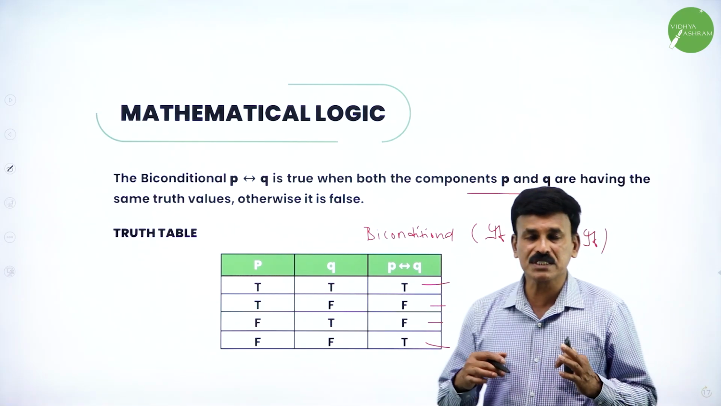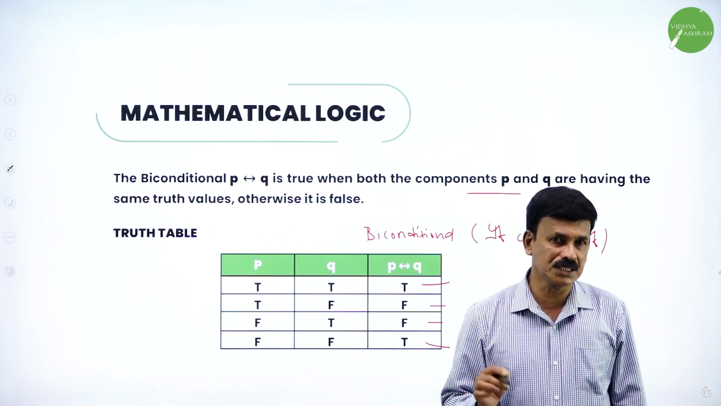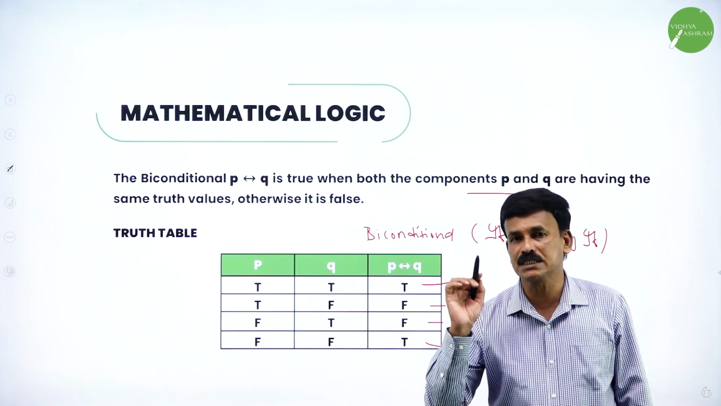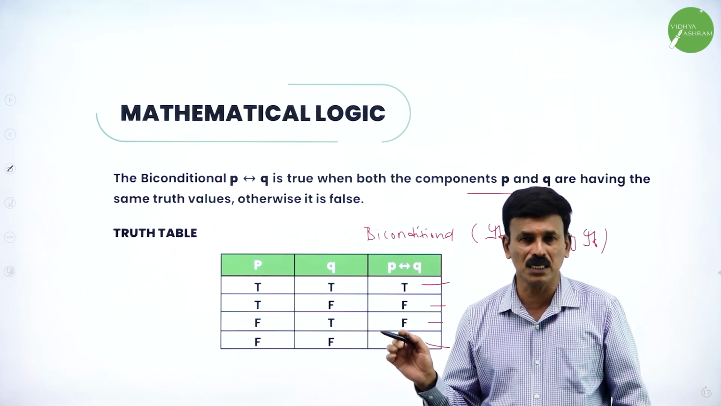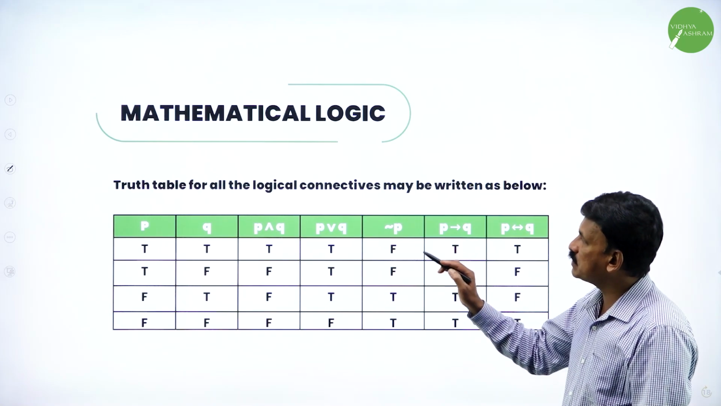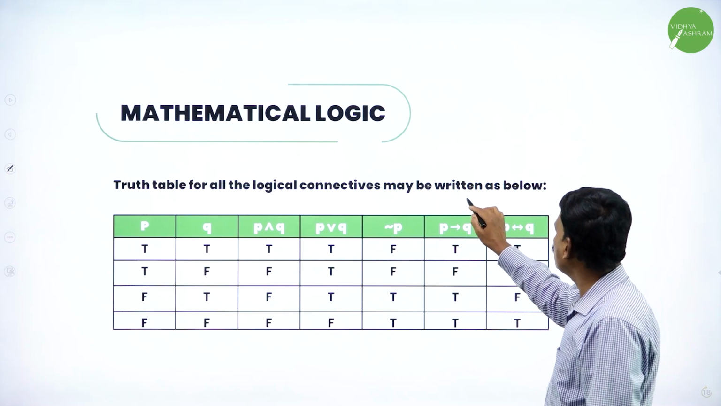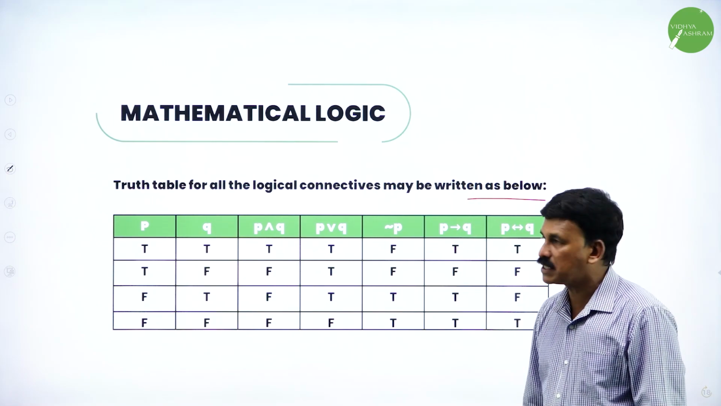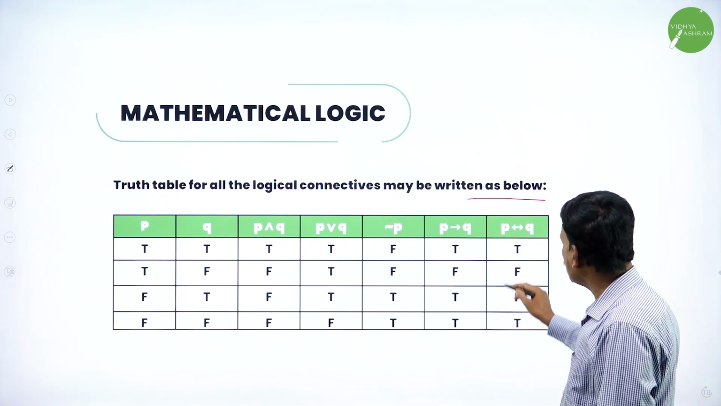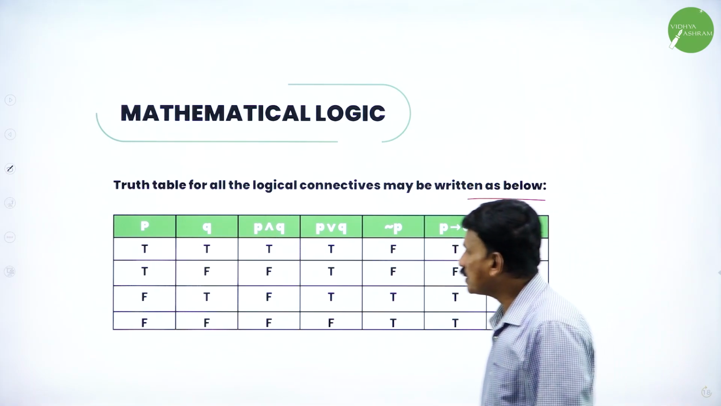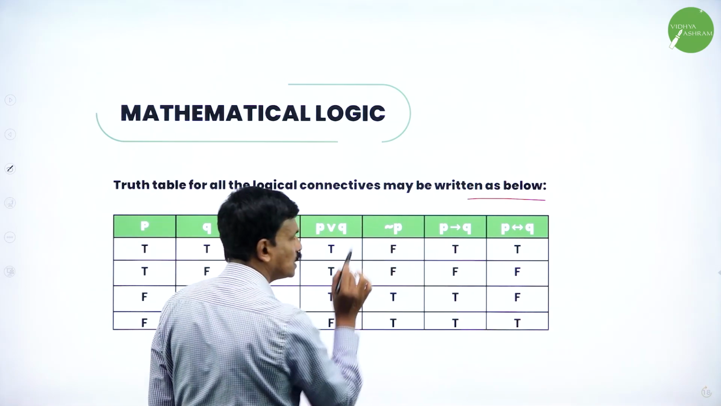Now, so far we have discussed the truth tables for conjunction, disjunction, conditional, biconditional and negation. Now, let us write all the truth values in a single table. Let us represent the truth values for all the logical connectives using a single table. That is, truth values for all the logical connectives may be written like this. So, here what are the connectives? Conjunction, disjunction, conditional, biconditional and negation.